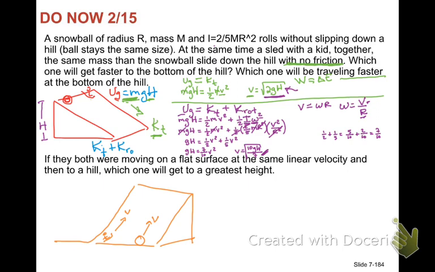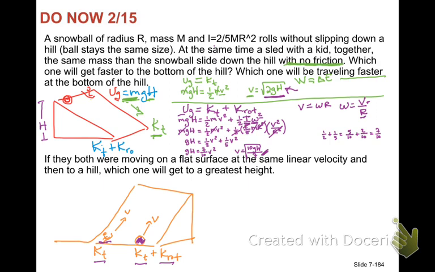So here's what I'm saying. Here's my sled, and then here's my snowball. They both are moving up after traveling on a flat surface. They are starting the motion with the same velocity. So we are still working with energy. What is the energy transformation that is going on? Well, in this moment, you know that the sled has translational kinetic energy. The ball has translational kinetic energy plus rotational kinetic energy.